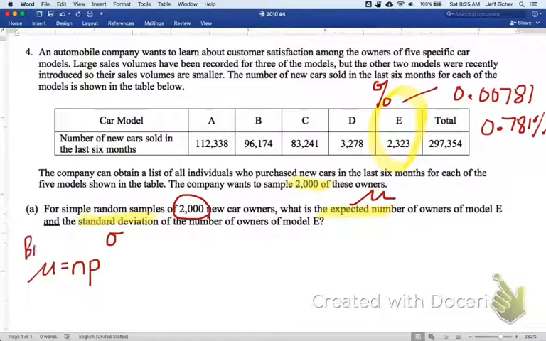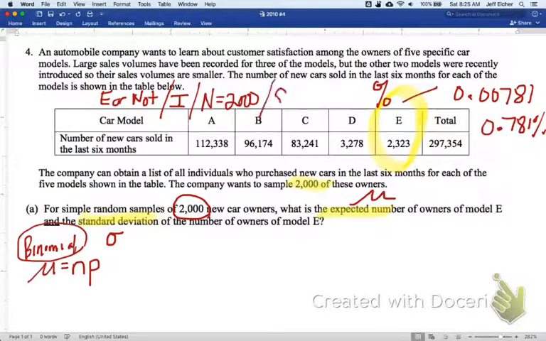So this is basically a binomial distribution. It's binomial because it's either E or not E, so B for binary. We can assume independence because of the 10% condition: 2,000 is less than 10% of the entire population. We have a fixed number of trials, which is 2,000, and we have our probability of success, which was 0.00781. So this is a binomial scenario.